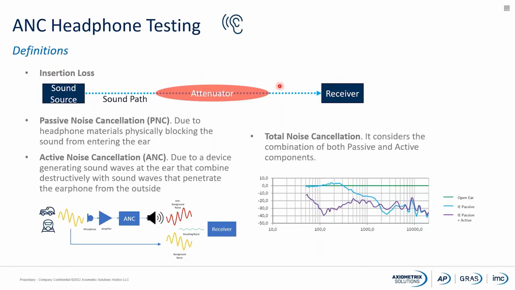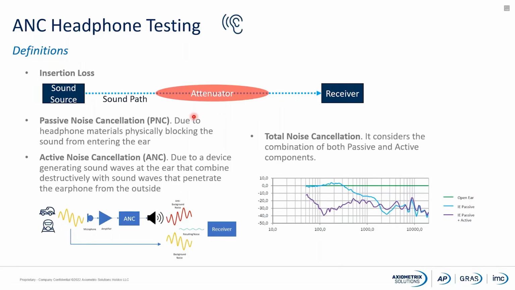Now, in the context of headphone testing, particularly ANC, the sound source is going to be the environmental noise, for example, the noise in the coffee shop and the traffic noise. And the attenuator is going to be the headphone itself, while the receiver is going to be the ear canal of the person that is wearing the headphone.